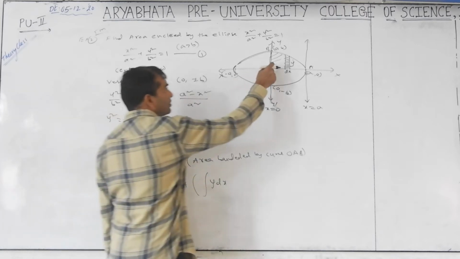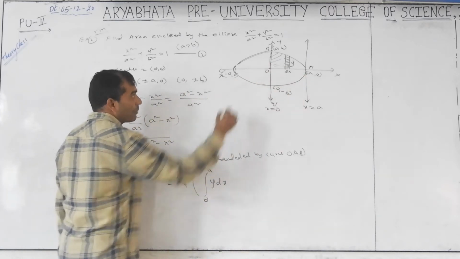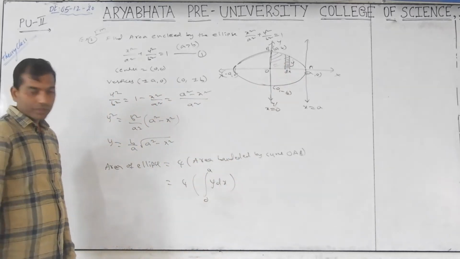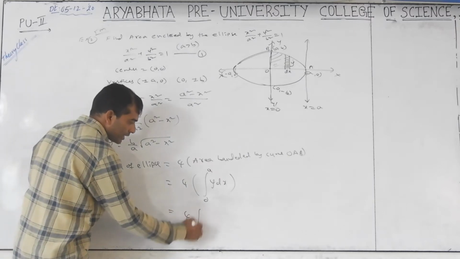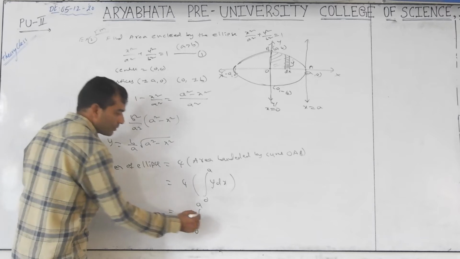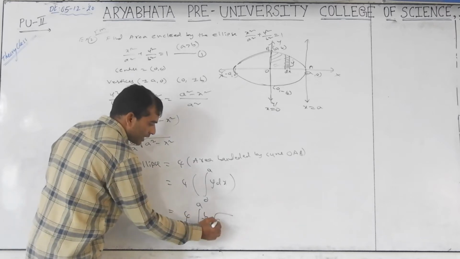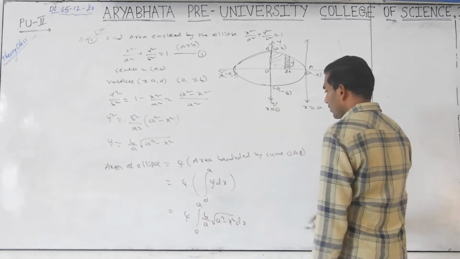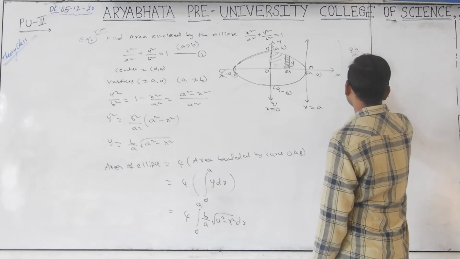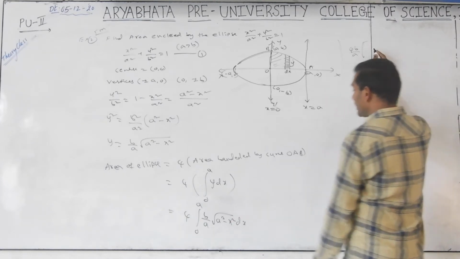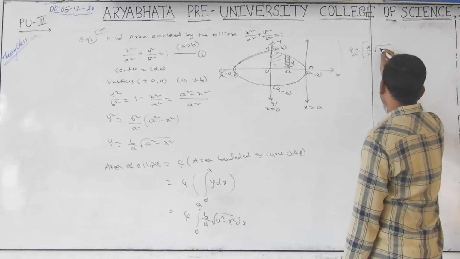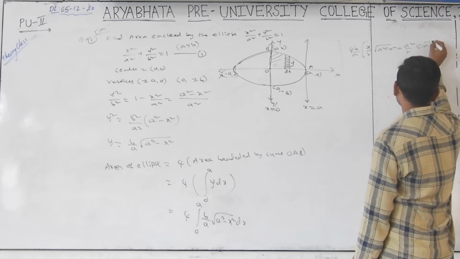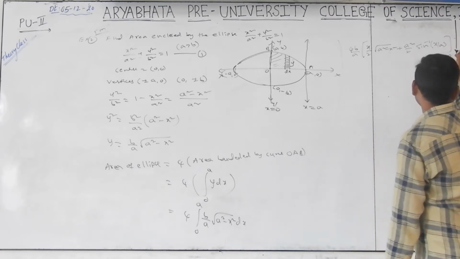Integration, bounded by 0 to a. This is above the x axis, so positive. Understood? So 0 to a y dx, 4 into the integration from 0 to a of y, which is b by a root of a square minus x square dx. Now 4b by a is constant. The integral of root of a square minus x square is x by 2 root of a square minus x square plus a square by 2 sine inverse of x by a, limits 0 to a.